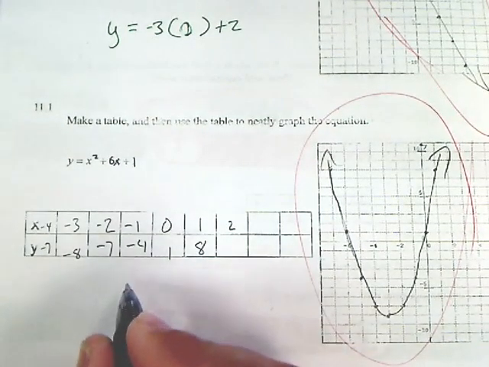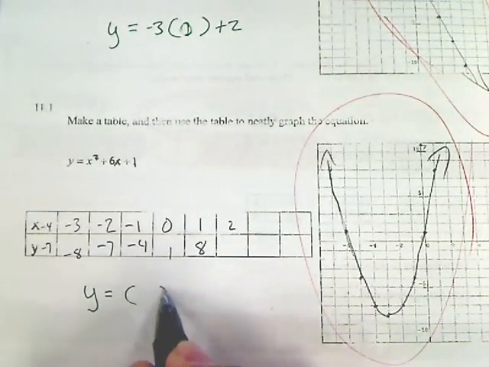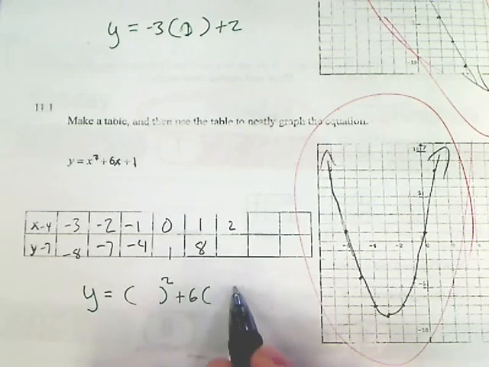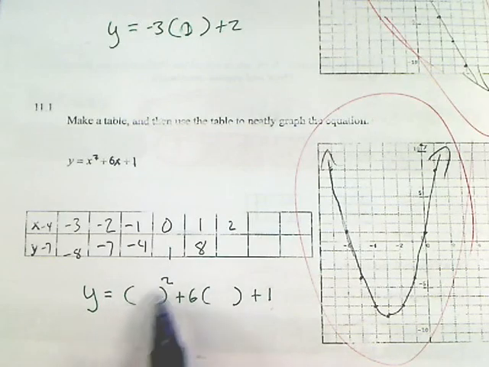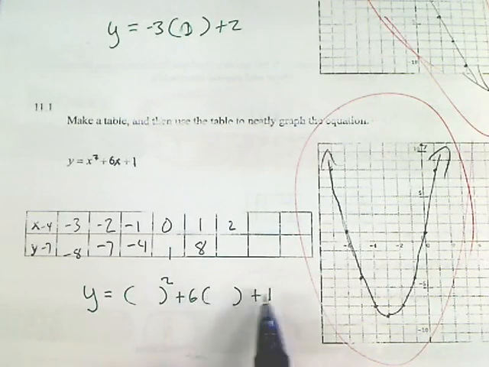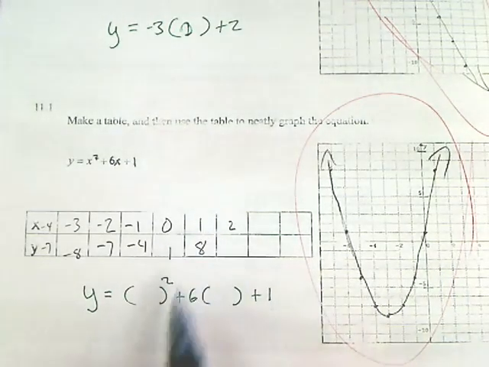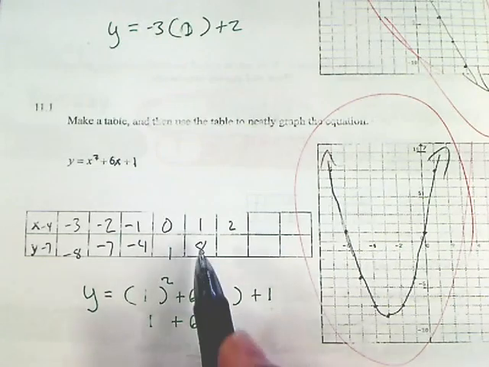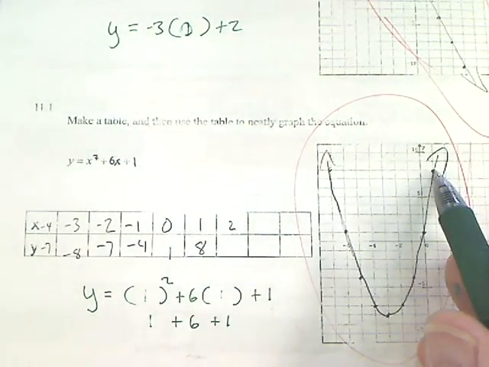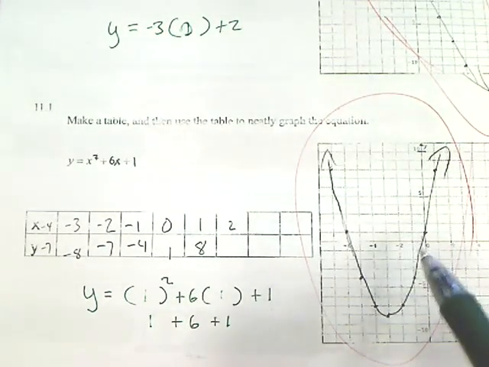Same type of problem here, except this is going to end up looking like a parabola because it has an x squared in it. Y equals x squared plus 6x plus 1. If I plug in 0, I get 0 plus 0 plus 1, which gives me 1. So I plot the point 0, 1. I plug in 1. 1 plus 6 plus 1 gives me 8. 1, 8. I see it's going up too far, so I'm going to plug in negative 1 now.